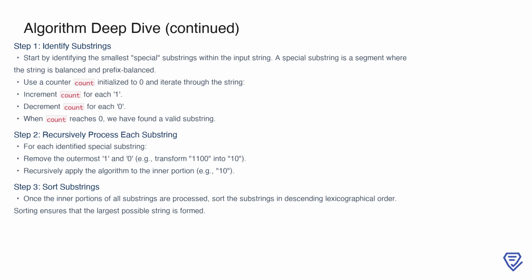Once identified, the next step is to process each substring recursively. For each substring, we remove the outermost 1 and 0, reducing something like 1100 to 10. The algorithm is then applied recursively to the inner portion, such as 10, to handle any nested structures. After processing the inner portions, we move on to sorting the substrings in descending lexicographical order. This sorting step is crucial because it ensures the final string will be the largest possible.